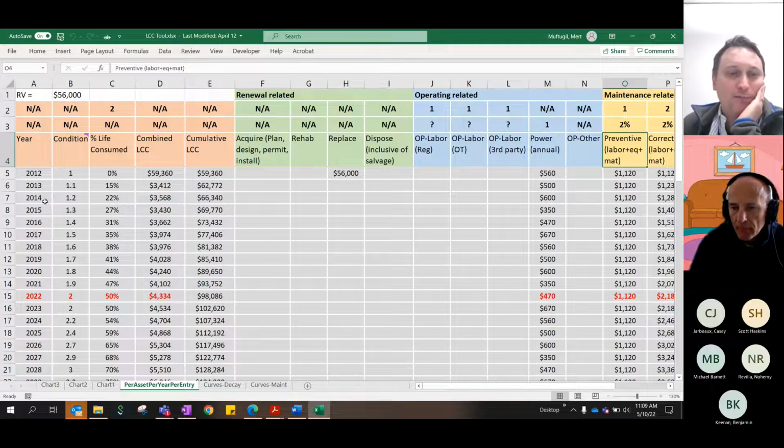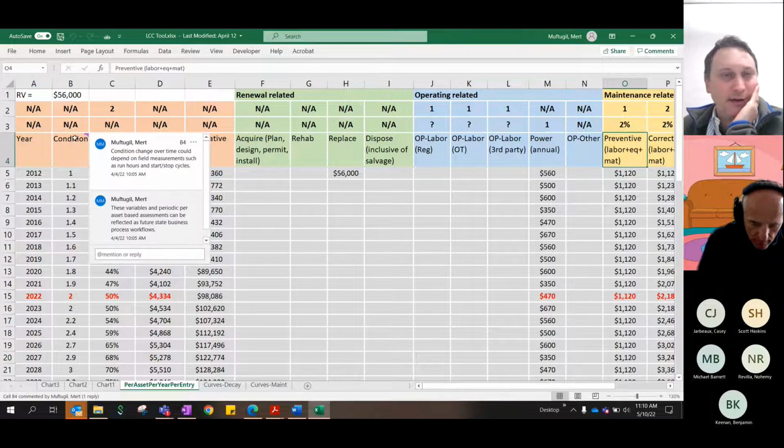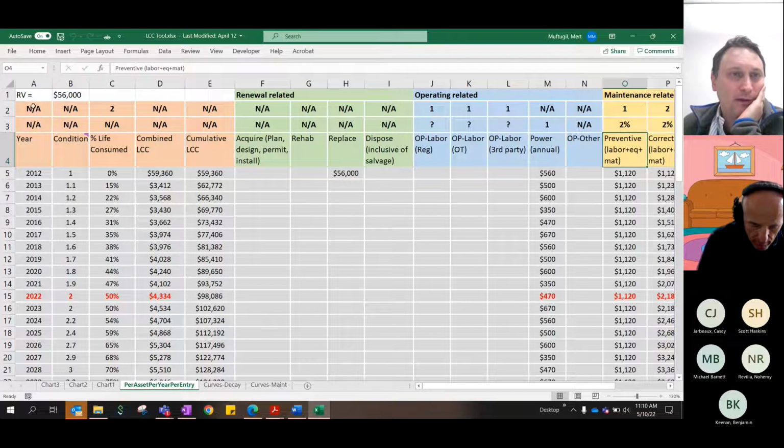So this is a per asset, per year, per entry. Per entry meaning... I actually forgot what I meant by that, sorry. On a per asset basis, we'll talk about some numbers.